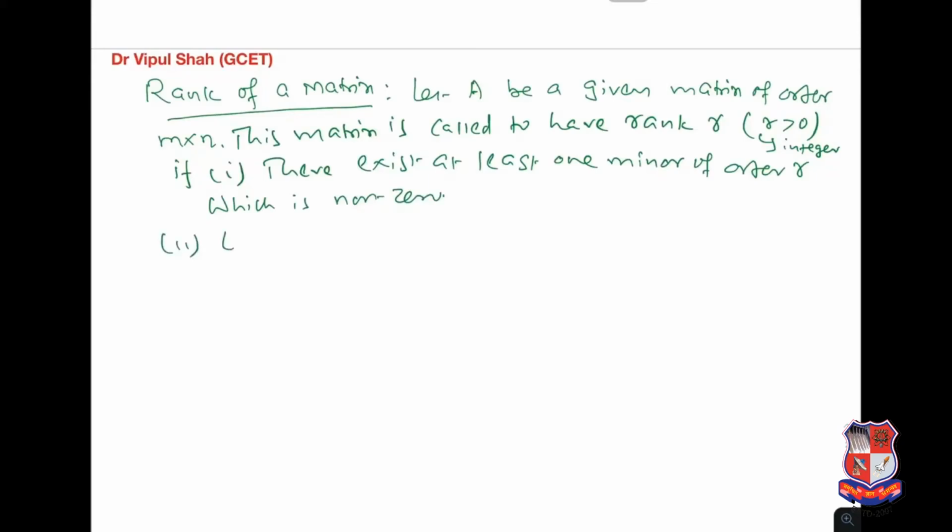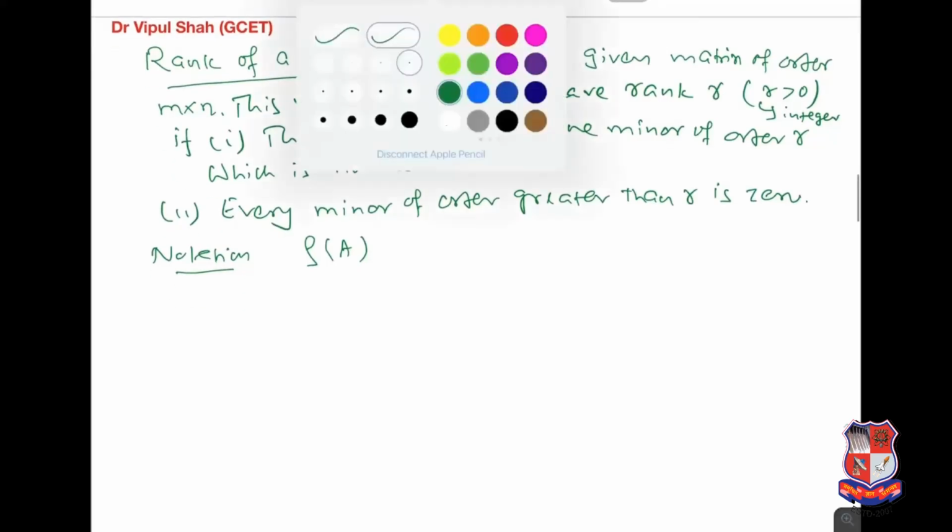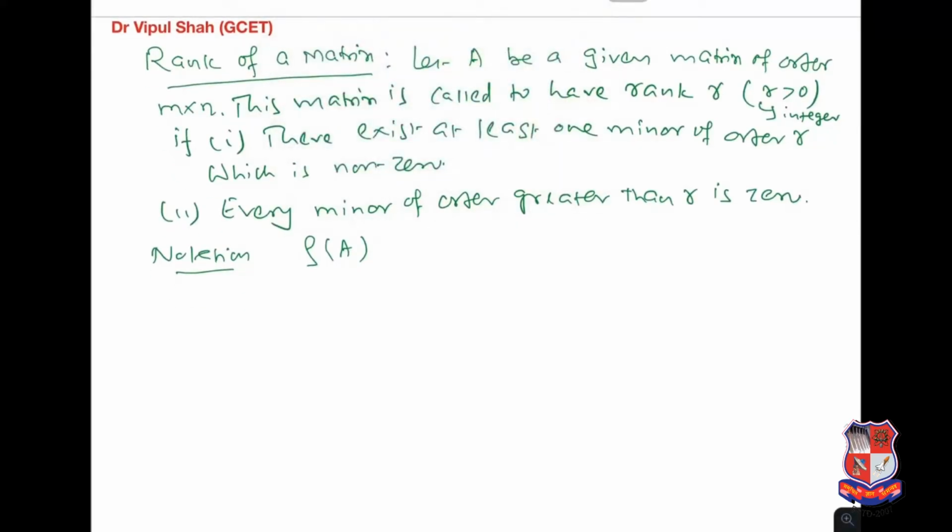and second, every minor of order greater than R is 0. So that is called the rank of a matrix. Its notation is like this: rank of a matrix. So just let us take one example. This is the definition.